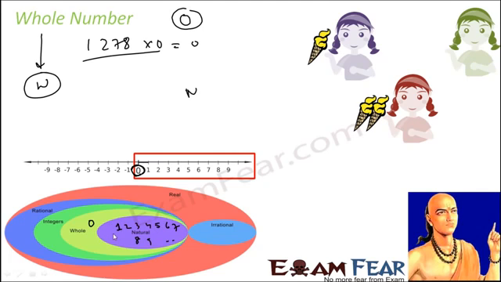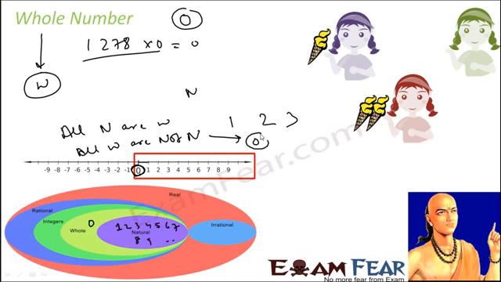Second question is, are all the natural numbers whole numbers? The answer is yes. You take any natural number, you take 1, is it a whole number? Yes. You take 2, is it a whole number? Yes. 3, whole number? Yes. So all natural numbers are whole numbers, but all whole numbers are not natural numbers. And the only example is 0. 0, is it a whole number? Yes. 0, is it a natural number? No.